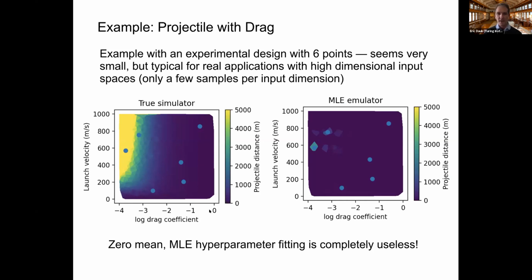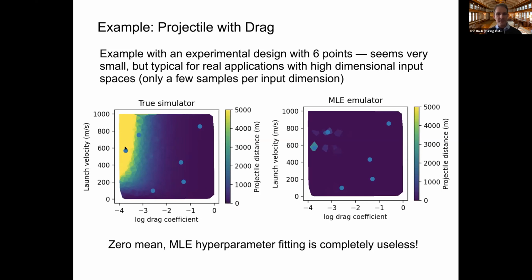Here is my parameter space. I have the velocity at which I shoot the projectile on one axis, and the drag coefficient on a log scale on the other. I've drawn some sample points in here, and then I've actually calculated for a large number of samples what the true simulator looks like. And as you expect, as the launch velocity goes up, this projectile goes further. As the drag coefficient goes up, the projectile doesn't go as far, and there's some nice shape to this.